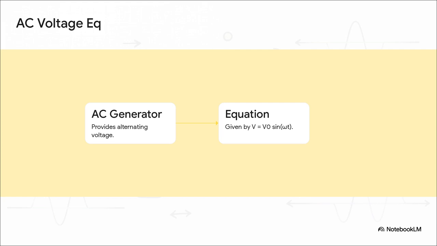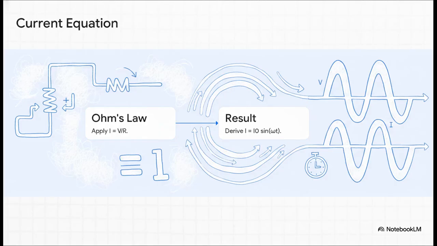Let's break that down, because it's actually pretty straightforward. V is your instantaneous voltage at any exact millisecond. V0 is the peak voltage, literally the absolute highest point that wave ever reaches. And omega t? That just represents the angle, which tells us exactly where we are in that alternating cycle at any given time t. Because it's a sine function, it perfectly maps out that smooth, undulating wave that rises, falls, and reverses.